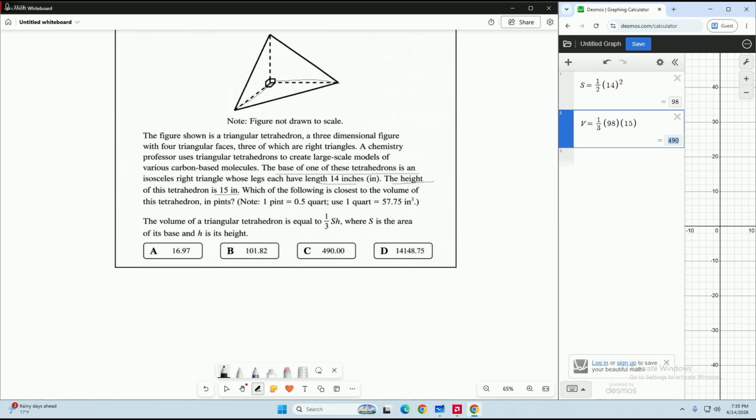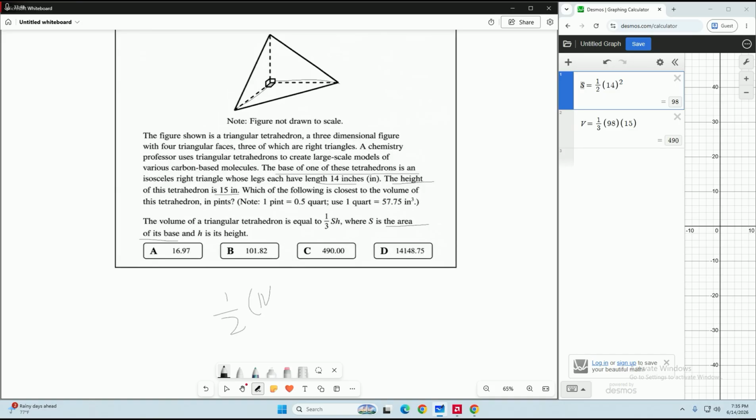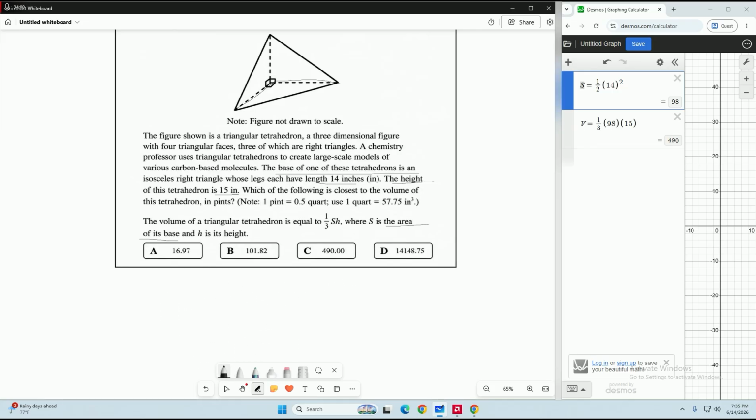So we need to keep track of units now. The units of the value of S, the area of the base: we're doing 1/2 times 14 inches times 14 inches. So inches times inches, that's inches squared. Then inches squared times 15 inches is inches cubed. So 490 inches cubed. Let's get into our dimensional analysis now.